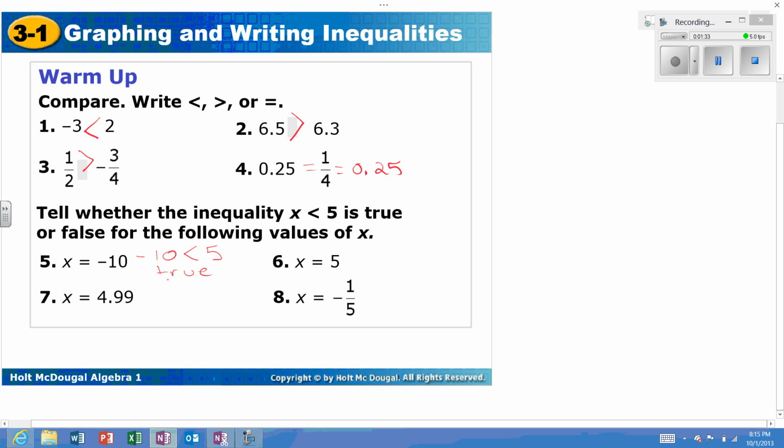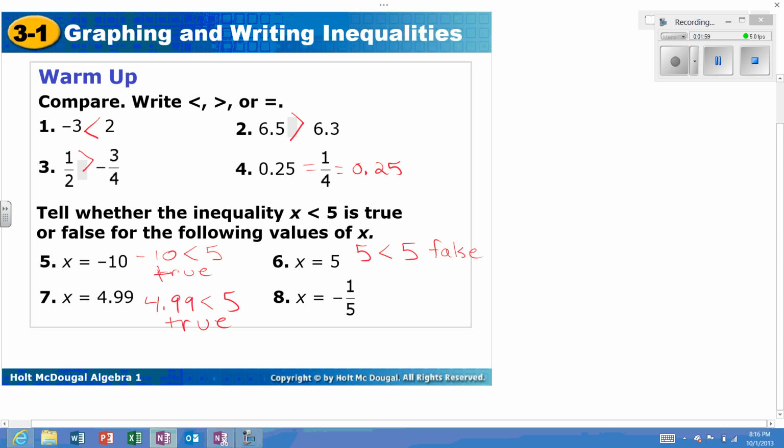For number 6, x equals 5. Let's plug 5 into our inequality. Is 5 less than 5? No, those are equal, so this is a false solution. For x equals 4.99, if we plug that into our inequality, is 4.99 less than 5? Yes, so this is a true statement.